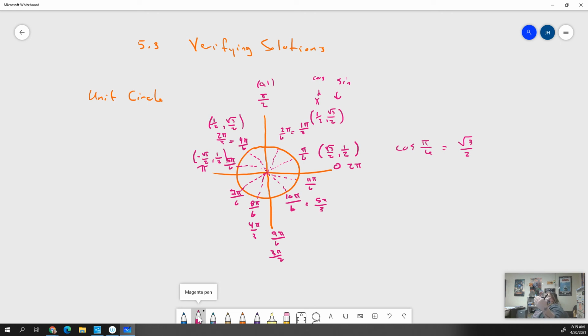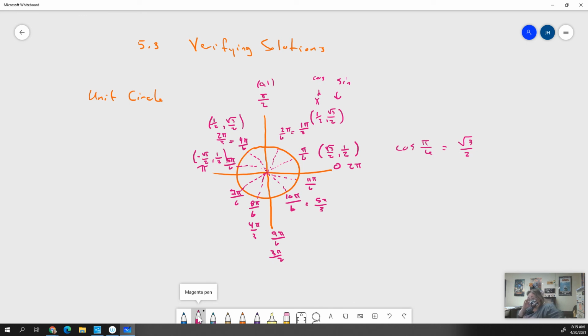If I were to say, what is cosine of 5 pi over 6? You would come over here to where 5 pi over 6 is, and you would give me the x value. If I were asking you what is sine of 2 pi over 3, it would be the y value at 2 pi over 3, which is radical 3 over 2. Does that make some sense? Okay.